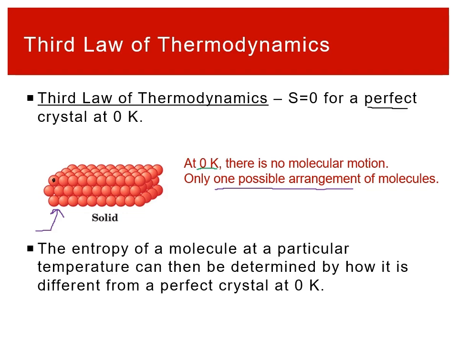So this is important: nothing actually has 0 entropy, but you can understand the entropy of everything else basically by how it is different from a perfect crystal. So we have this theoretical idea of a perfect crystal. If you have some solid that's not a perfect crystal at 25 degrees Celsius or room temperature, you can make quantitative predictions as to what the entropy is and how it is different from a perfect crystal. How is it different from being at 0 Kelvin?